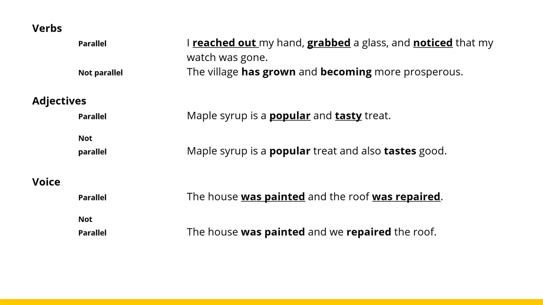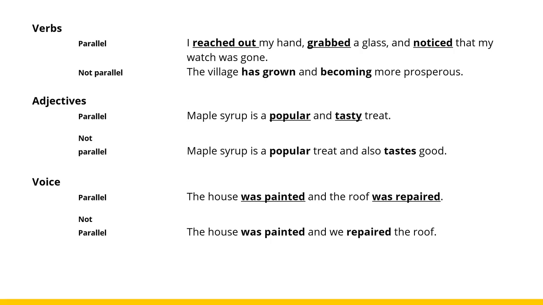For adjectives, we have an example: maple syrup is a popular and tasty treat. This is parallel because popular and tasty are both adjectives in this case. And the following sentence: maple syrup is a popular treat and also tastes good. As you see, popular is an adjective, and tastes is actually a verb. So that's why this is not a parallel sentence.